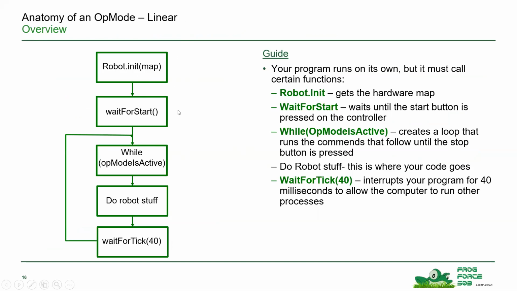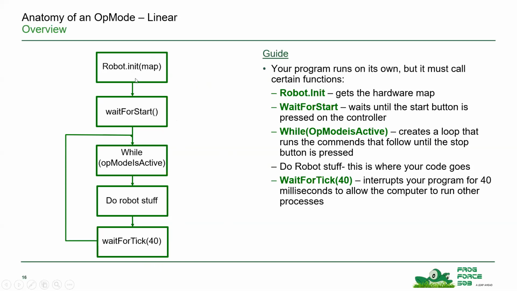As soon as this is done, it runs the second step. As soon as this is done, it runs the third step, then the fourth step, then the fifth step. If there's no more steps, then the program's over. Basically like that. Similar to the iterative op mode, where there's the init function, the start function, the loop function, and the stop function, this has a couple functions too.